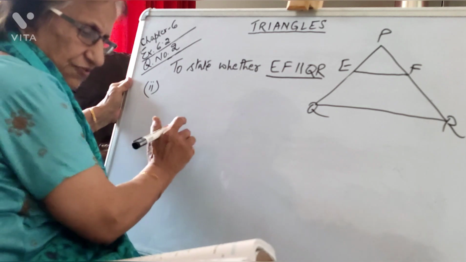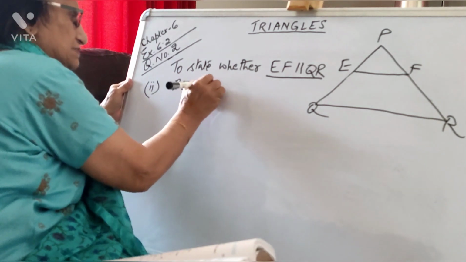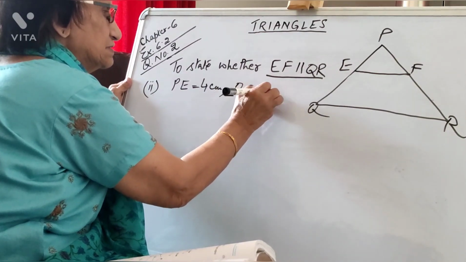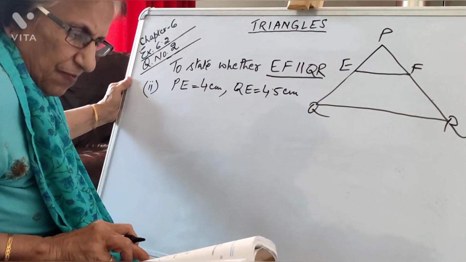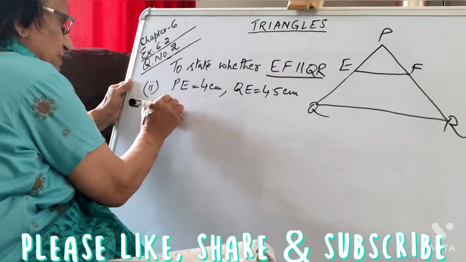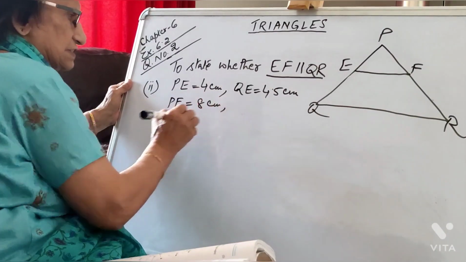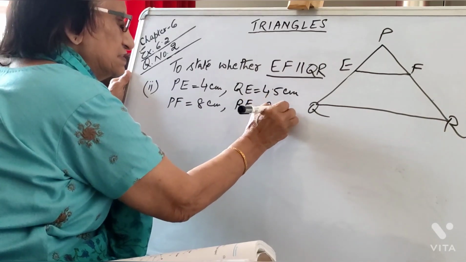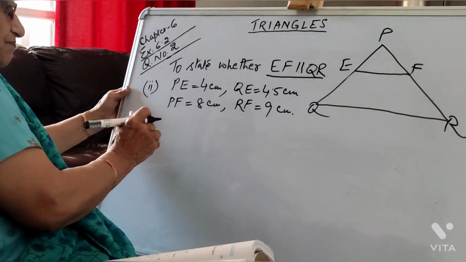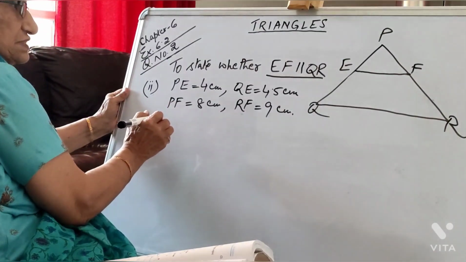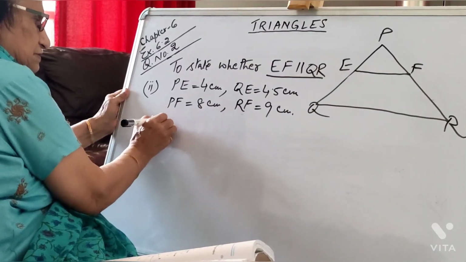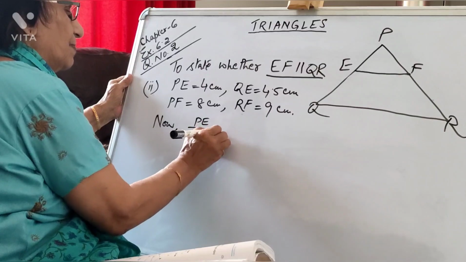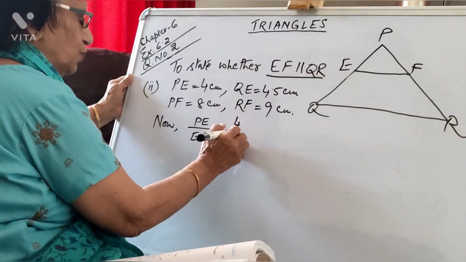Second part, the given data is PE is equal to 4 centimeter, QE 4.5, PF 8, and RF 9. Now, PE over EQ, PE is 4, EQ is 4.5.